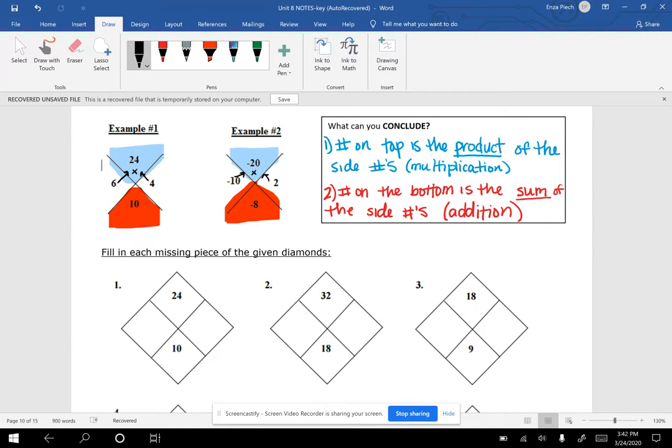Now I can do the same idea, but we're going to be using a different operation. In order to get an answer of 10 using the values 6 and 4, I need to add them together, which means 10 is the sum of 6 and 4. And I would do the same process on example 2. In order to yield a negative 8 as a solution, I'm going to add together these two values, negative 10 plus 2, and I would get negative 8.